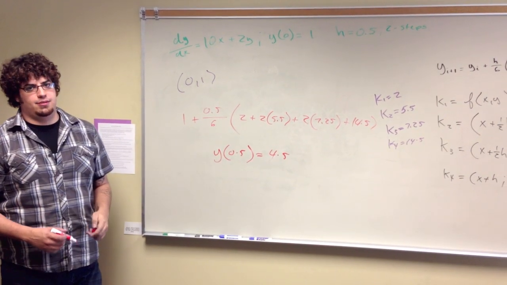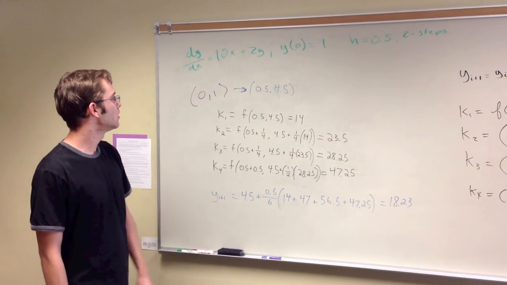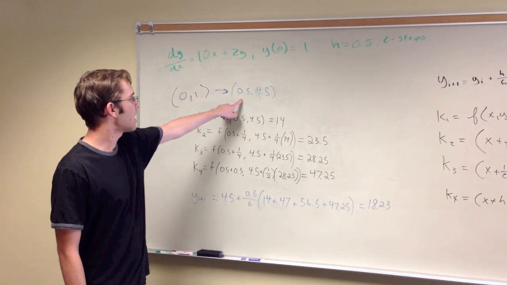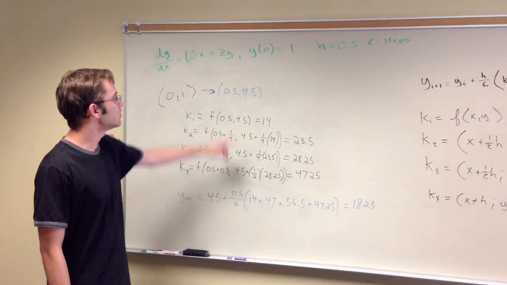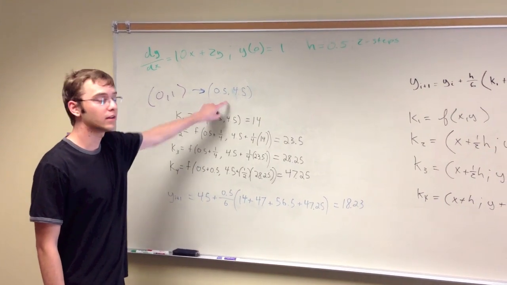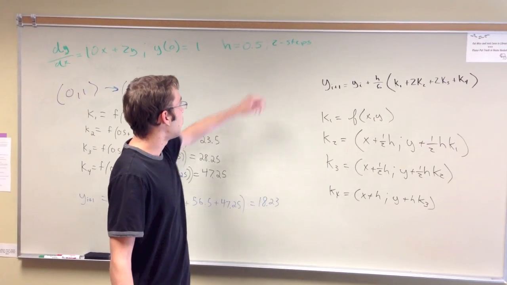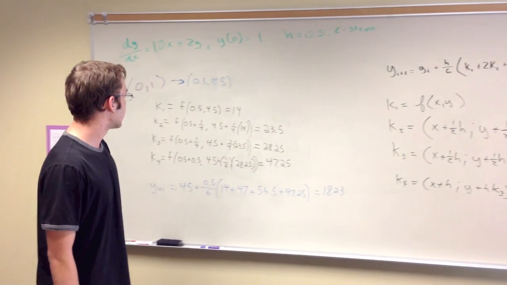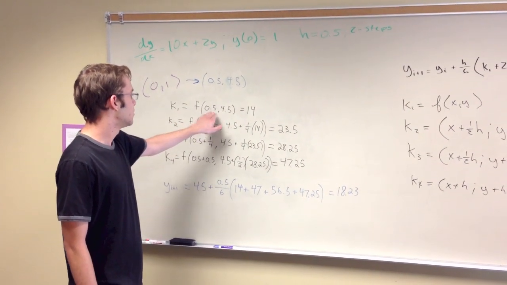Now we're ready to use the recursive element of our formula, put this back into it to come up with our second step. In the previous step, we used the Runge-Kutta method to find the value of our function at x equals 0.5, and we found that to be 4.5. Now we can use this point as our new starting point and use Runge-Kutta again to step from 0.5 to 1, thus completing our 2 steps. So we've already done the work here. You can see K1 is just going to be the function at that point, which is 14.